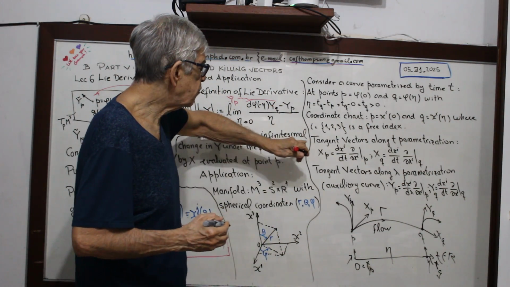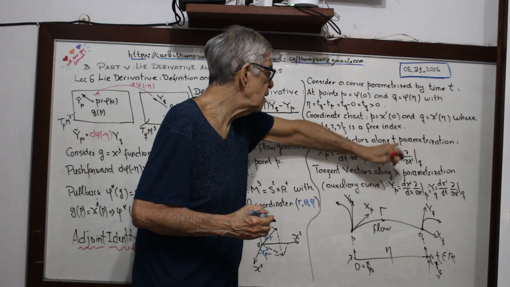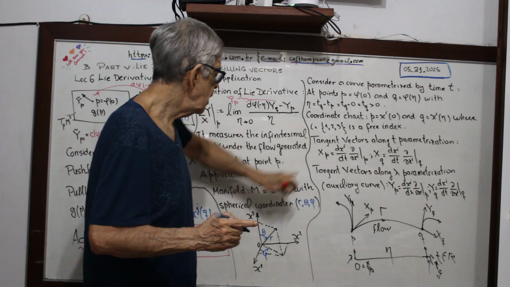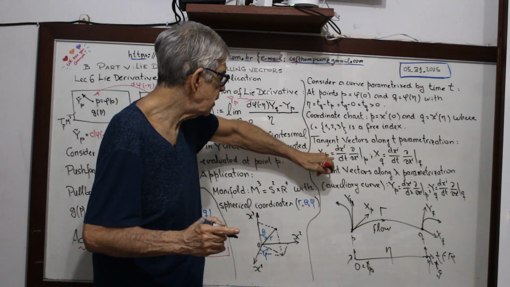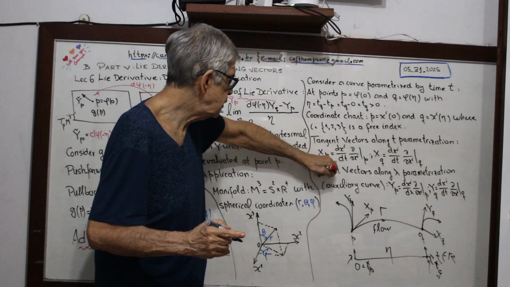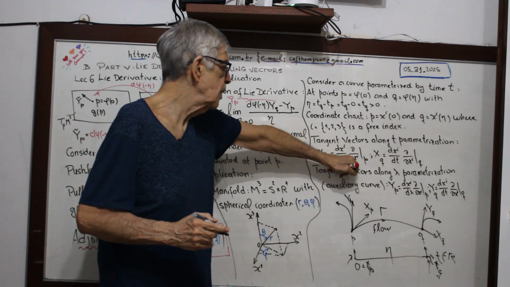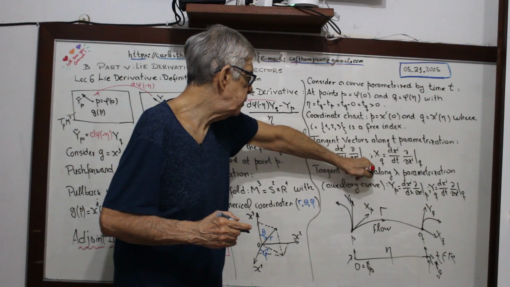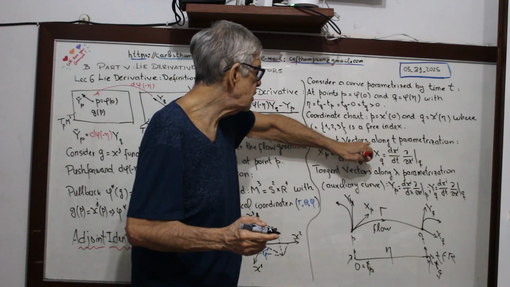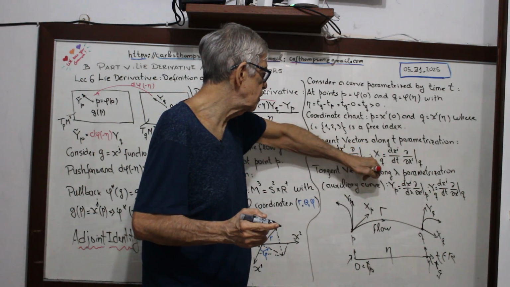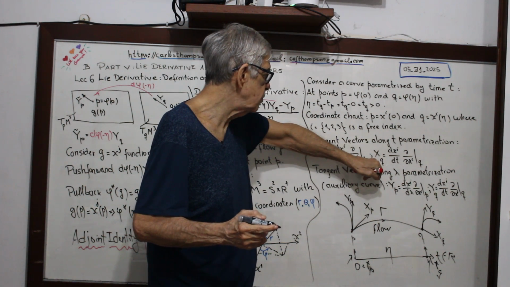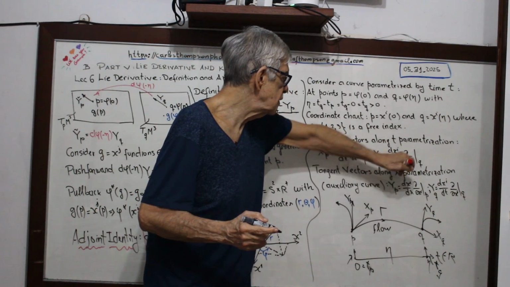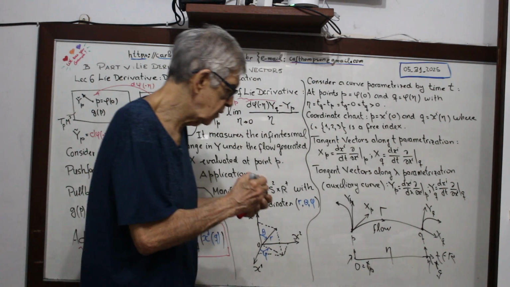Now we define the tangent vector along the t parametrization. X_P is dx^i/dt. This is the basis vector at P. Likewise, the tangent vector X at point Q is dx^i/dt. Also, this is a basis vector at Q.